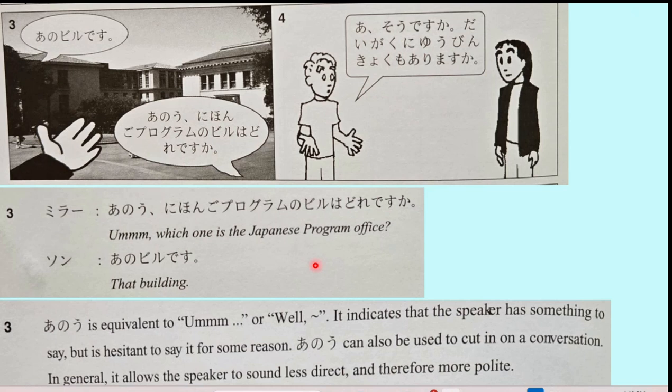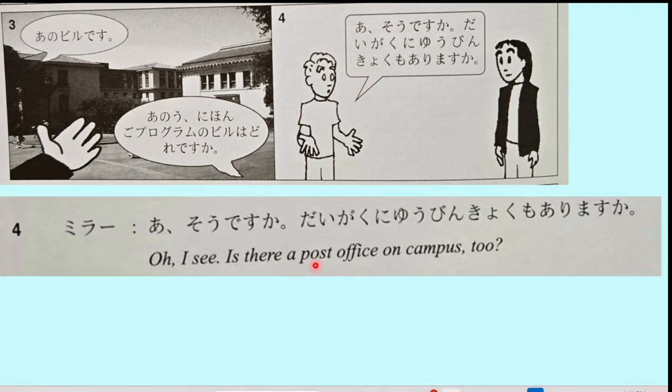apologetic in the sense. So ano is a very broad word. It can be used in several contexts. So here, slightly hesitantly, Miller-san asks the other question, and before that he uses ano as an expression that it's a little hesitant. And then so desu ka? Oh, I see.